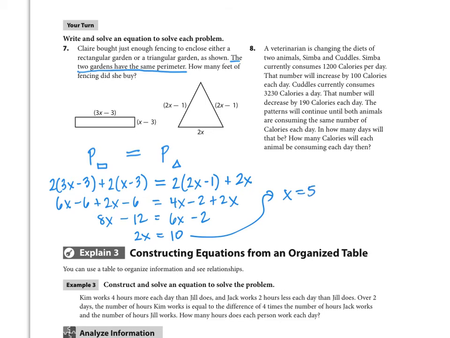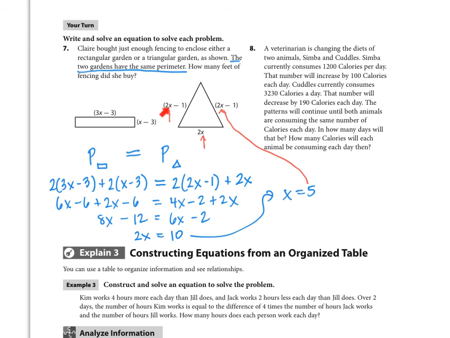And I'm not done, right? It asked me how many feet of fencing did she buy. Now that I know what x is, this is going into x up here, and also here, and also here. Or I could do the rectangle also, but that has more sides. You know, I want to try to save myself a little time here. So let's do this mentally.